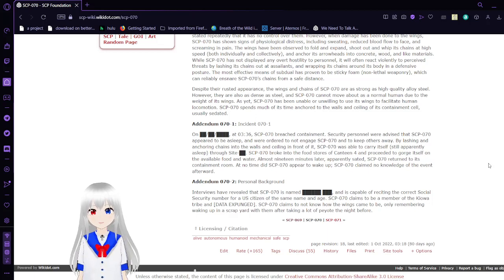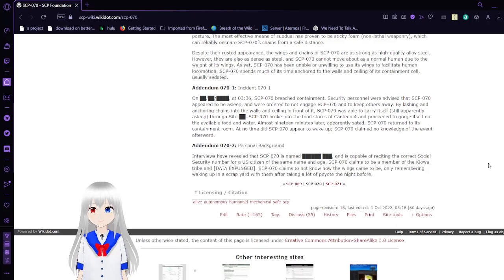However, they are also as dense as steel, and SCP-70 cannot move about as a normal human due to the weight of its wings. As yet, SCP-70 has been unable or unwilling to use its wings to facilitate human locomotion. SCP-70 spends most of its time anchored to the walls and ceiling of its containment cell, usually sedated.